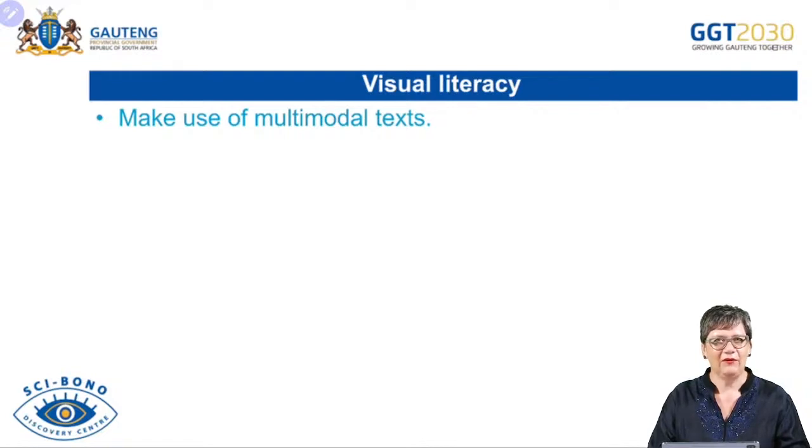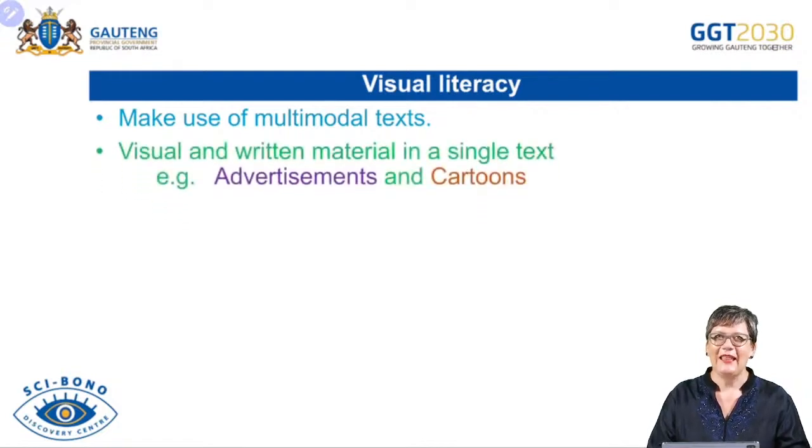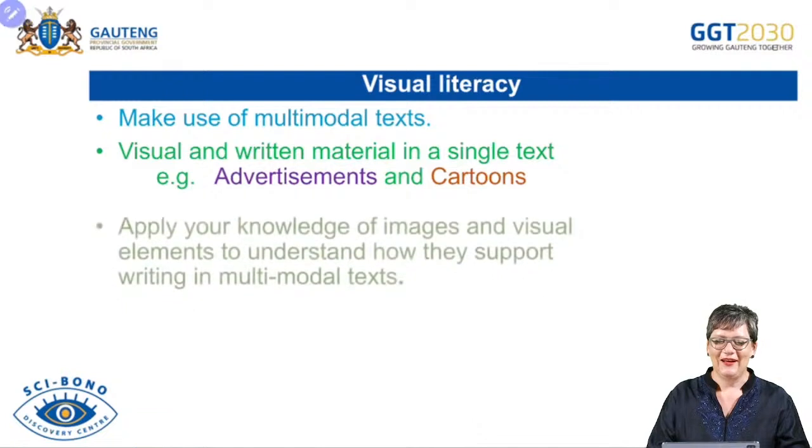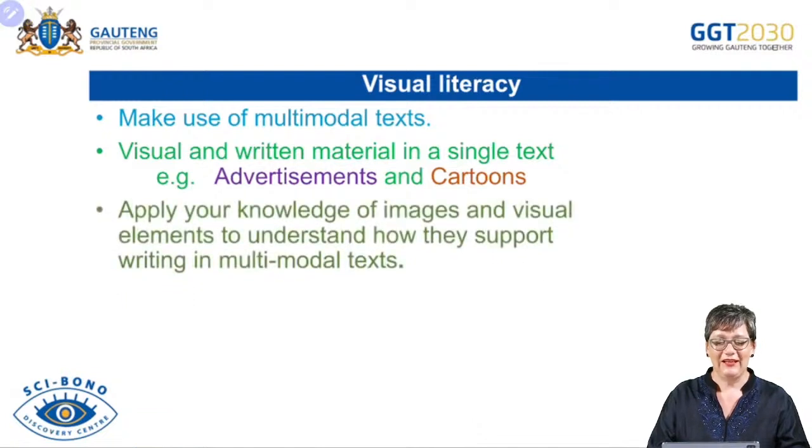Right, today we're doing visual literacy, and we're going to start with multimodal text. Now, if you've never heard of a multimodal text, that is a text that uses both visual and written material in a single text. In other words, for example, an advertisement or a cartoon. Right, so you will have to learn how to apply your knowledge of images and visual elements to understand how they support each other. And that is exactly what we're going to look at today.